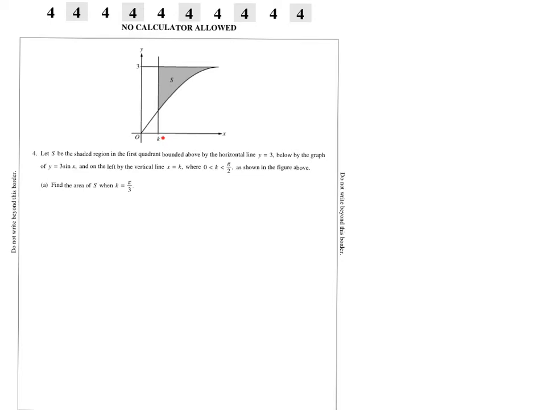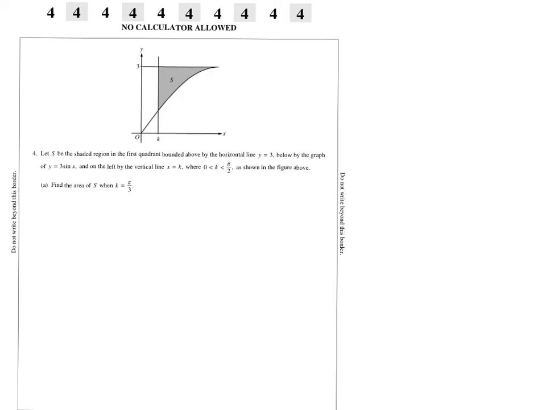So this is pretty straightforward. You're just going to do the integral of the upper function minus the lower function. The line y equals 3 is always above the 3 sine x curve. And no need to switch the variables and go relative to the y-axis or anything like that. This is really straightforward. The only thing that's a little bit of a challenge is you're going to have to figure out where this intersection is.